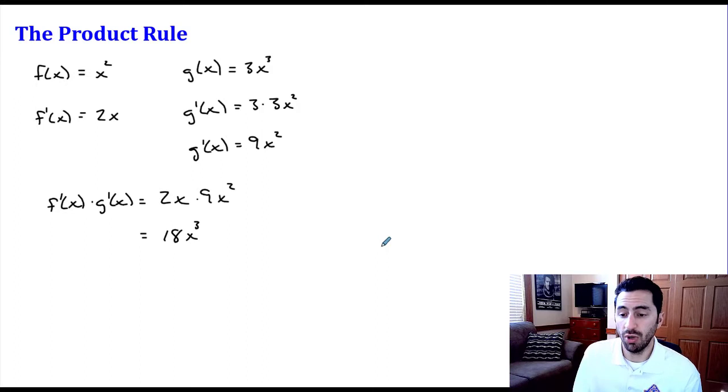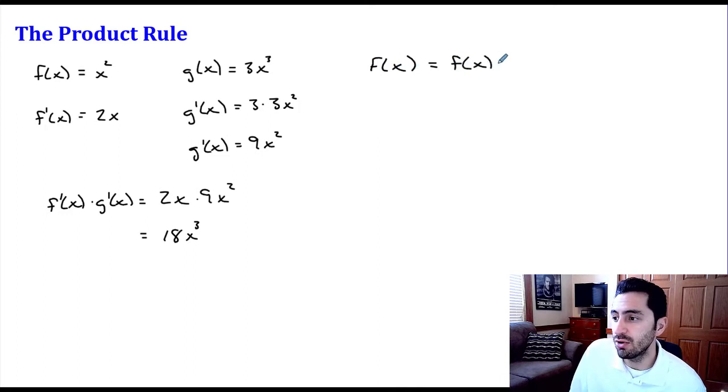Okay, but that's just the product of the two derivatives. Now, it's important to know that that is not the same as the derivative of the products. So to show you what I mean, let's set up another function. Let's call this one capital F of x. And this function is going to be my two original functions multiplied together. So if we substitute those in, we're going to have x squared times 3x cubed.